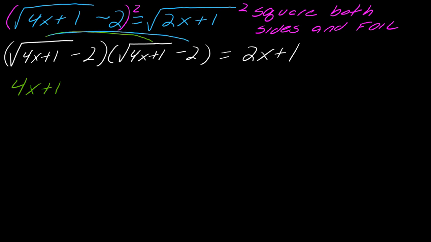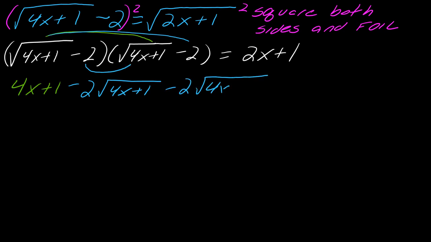Then when I multiply the root times negative 2, this becomes negative 2 times the square root of 4x plus 1. And I'll do that one more time here. So this once again becomes negative 2 times the square root of 4x plus 1. And then finally, I multiply those negative 2's together. This becomes plus 4. And all of this, don't forget your equal sign. We're trying to solve an equation here. All of this still equals the right side.